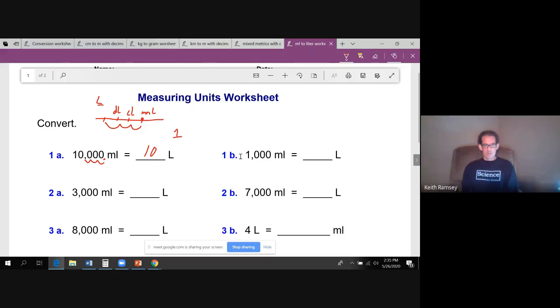Okay. This is just like the last one. Here I am at milli. I'm moving my decimal to the left 3 steps. Once, twice, 3 steps. So 1 liter is in 1,000 milliliters. Same thing. I'm moving once, twice, 3 steps. 3 liters equal 3,000 milliliters. Okay. You try the next 3 on your own. If you have a question, let me know.